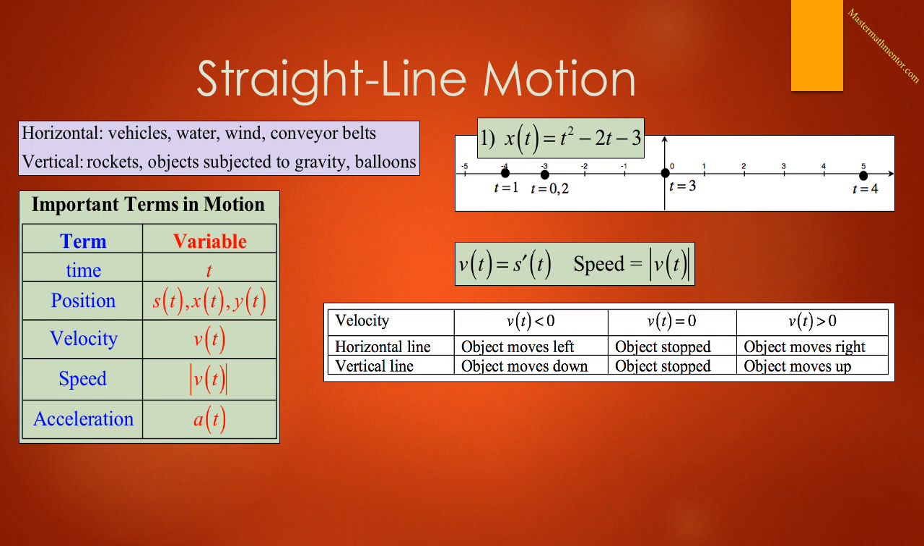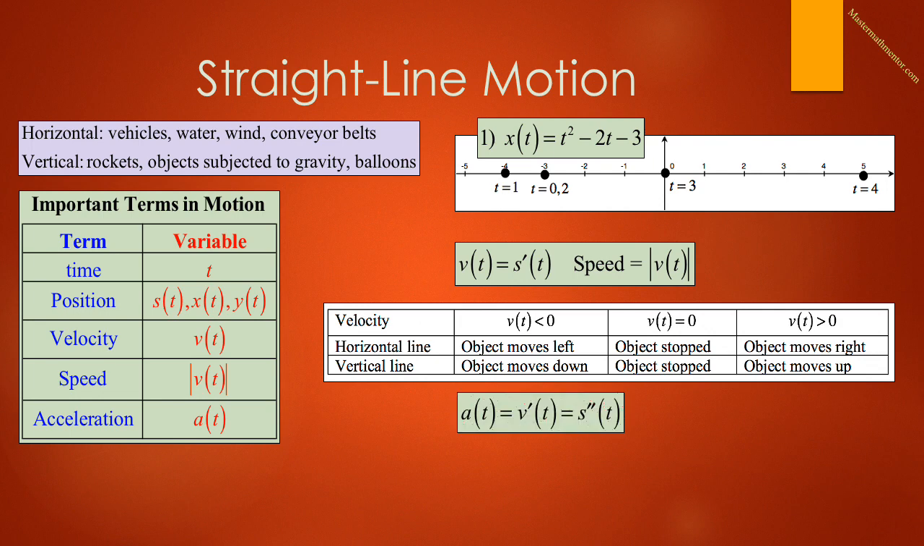Speed is defined as the absolute value of v of t. Speed is not the same thing as velocity. Both give information as to how fast an object is moving, but velocity gives the direction while speed does not. So the speed of an object is always positive or zero.